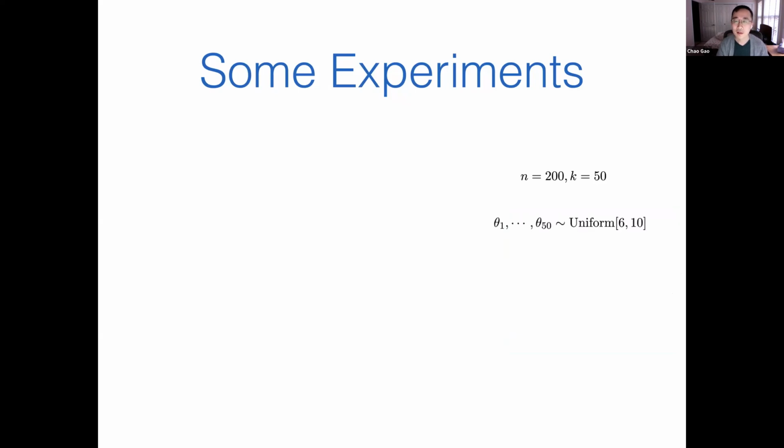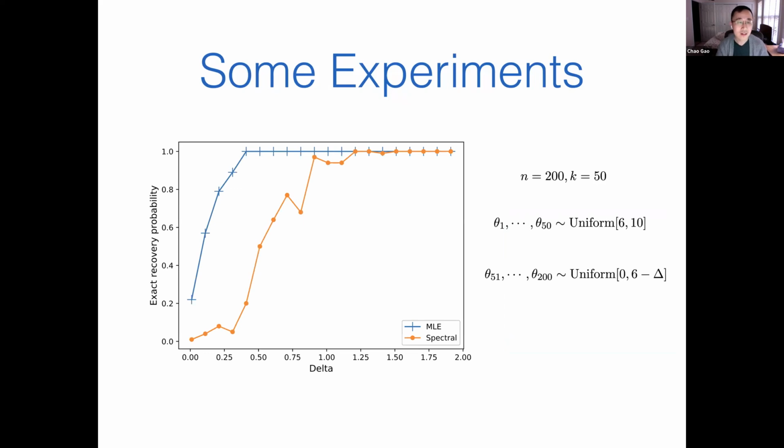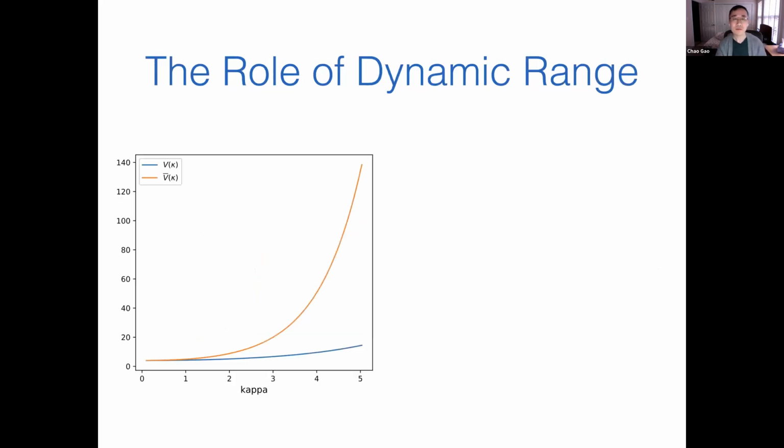And here's another experiment. We sample the top group from a uniform distribution supported between 6 and 10, and the remaining people are from 0 to 6 minus delta. As we vary delta, MLE is consistently better, and we can see a gap. All right. So now I want to explain the role of the dynamic range.